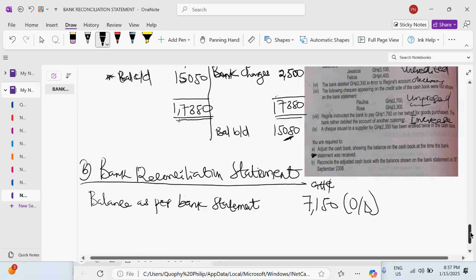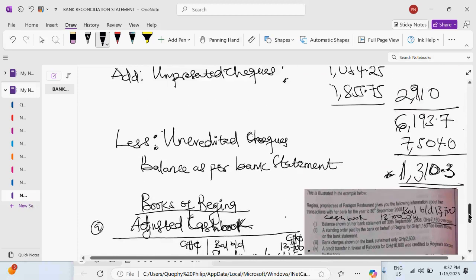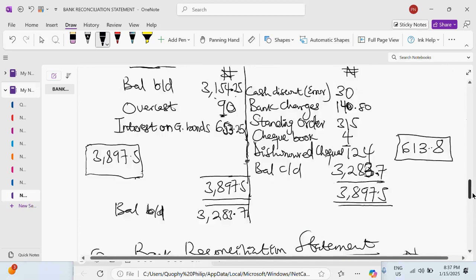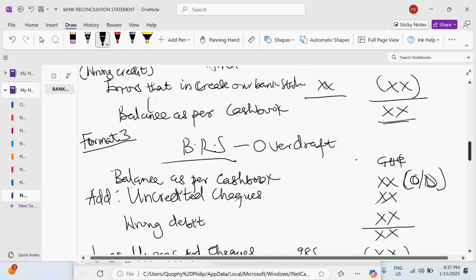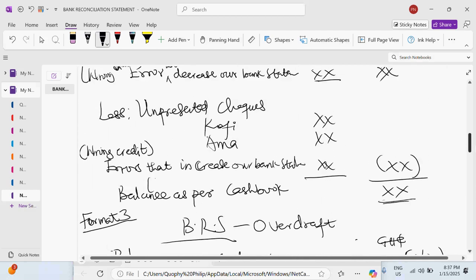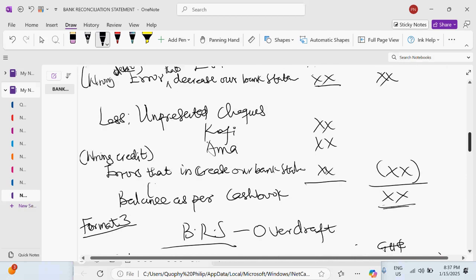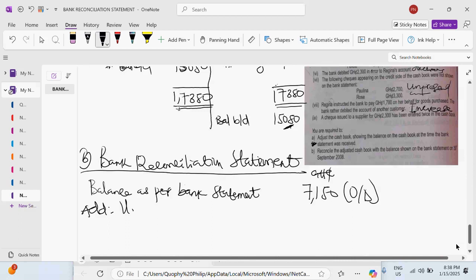If it's an overdraft and you are starting with the bank statement, how do you start it? Let me see the format. Here it's an overdraft. We started with the cash book and then we added uncredited. So with the cash book we use uncredited; it means here you are going to add unpresented cheques.